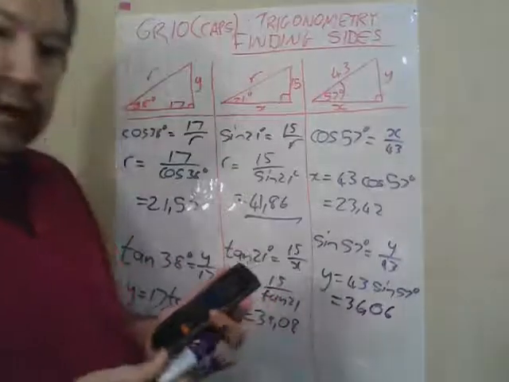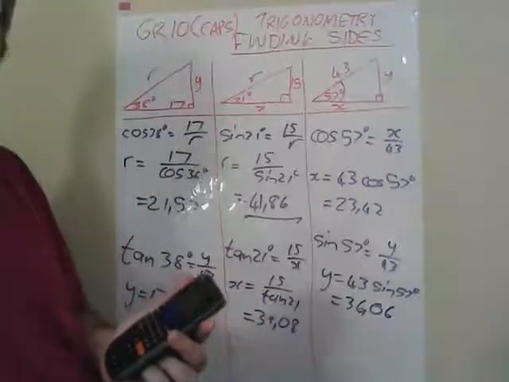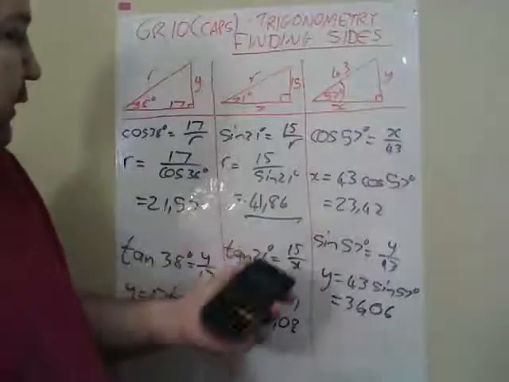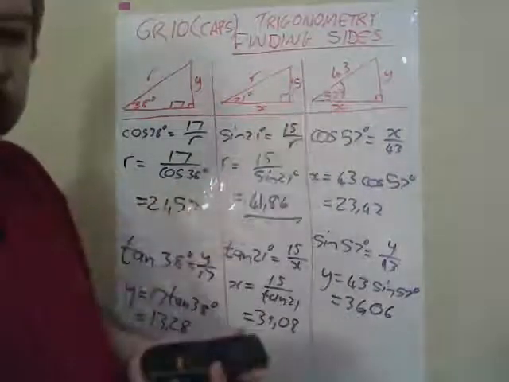Okay, that's how we find unknown sides if you've got one angle and a side.